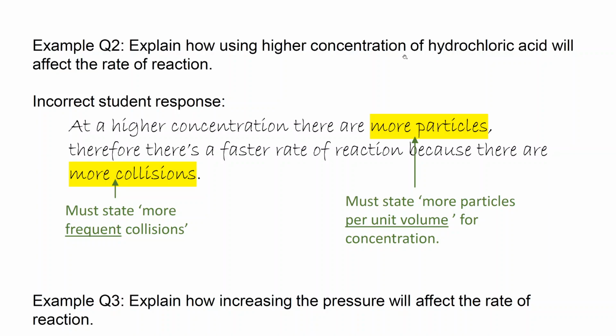Let's have a look at this second example. Explain how using a higher concentration of hydrochloric acid will affect the rate of reaction. Let's have a look at what the student said. At a higher concentration there are more particles, therefore there's a faster rate of reaction because there are more collisions.